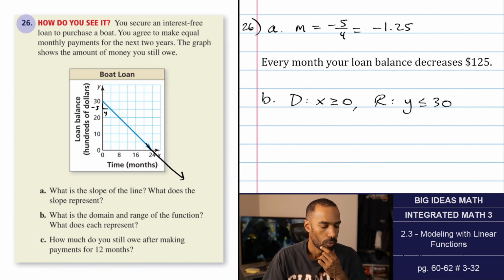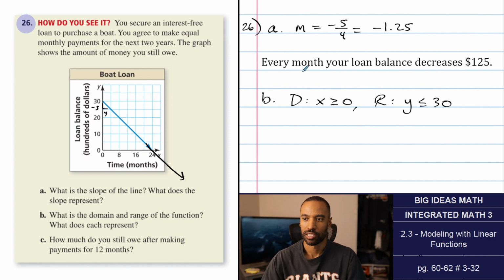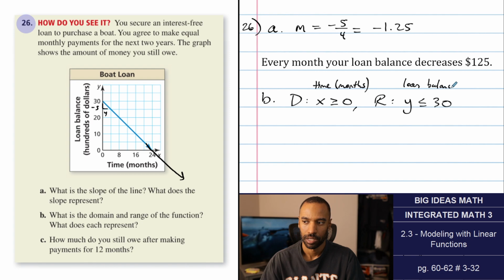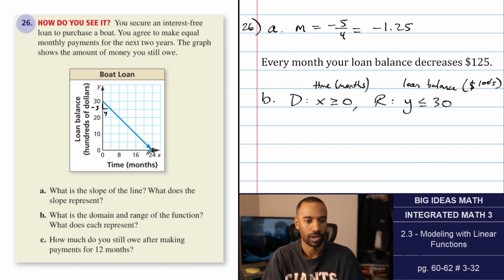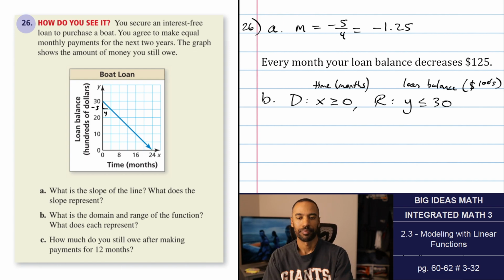It says, what does each represent? This represents the time in months, and this represents the loan balance in hundreds of dollars. I'll say in hundreds. Okay, so now I thought it probably would have stopped at this point, but there is an arrow, so it does seem to keep going beyond that point. I would have thought after 24 months you've paid your debt or whatever. Okay.